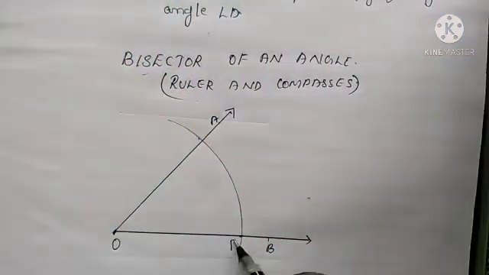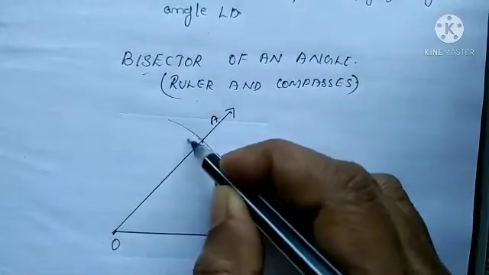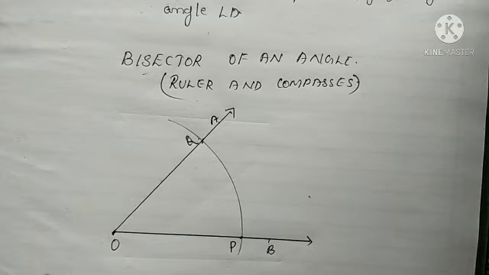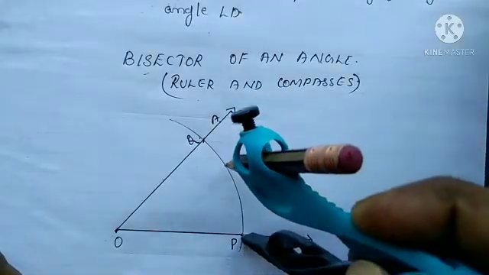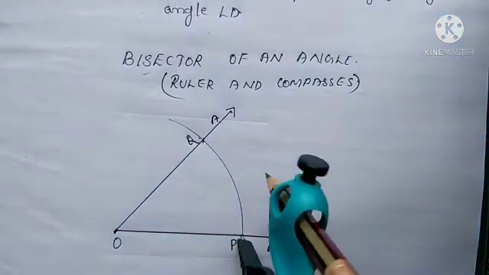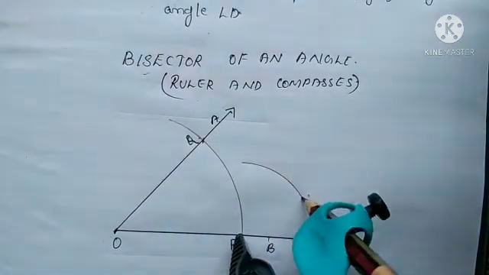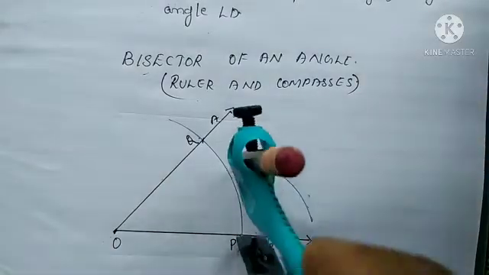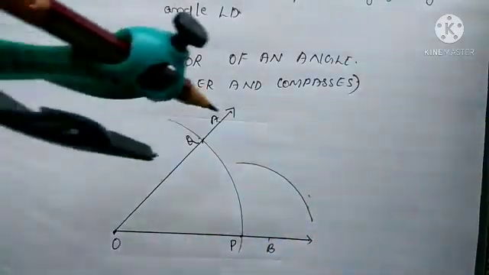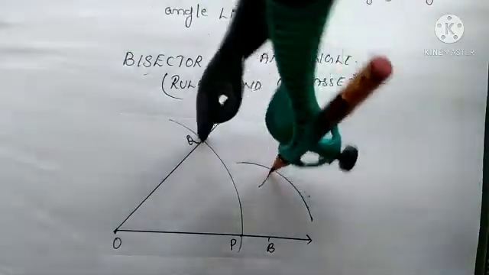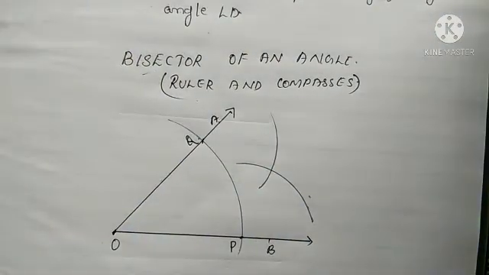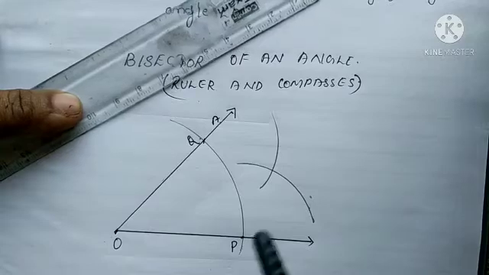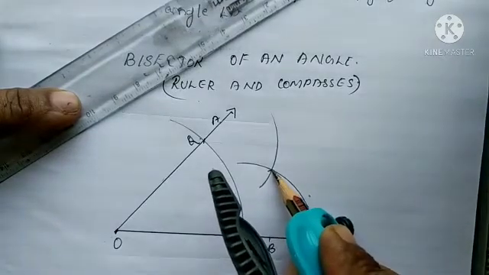Okay, arc here P and Q. Any letter you can give, no problem. Here I put P and Q. Next one, take more than half of this arc length on compass and draw arc here. From P as center, draw arc with the same radius. From Q also we will draw arc, with the same radius, Q as center. Then meeting point of this arc, let it be R.